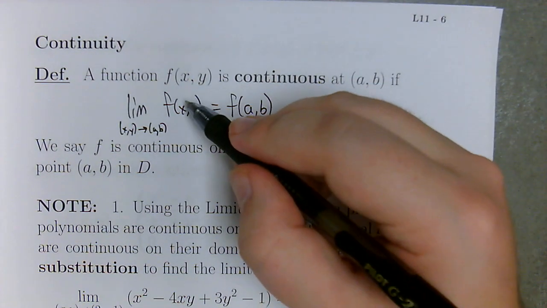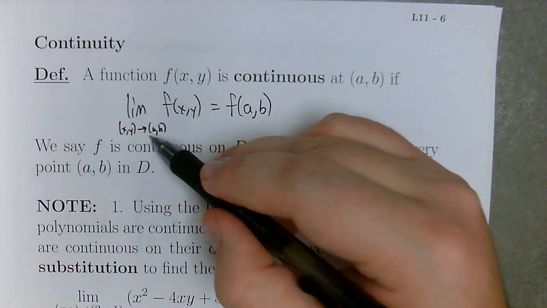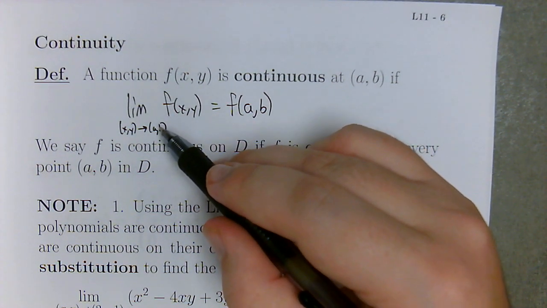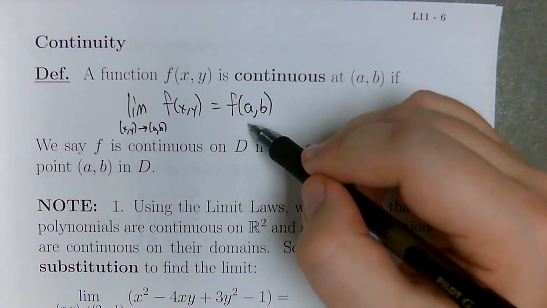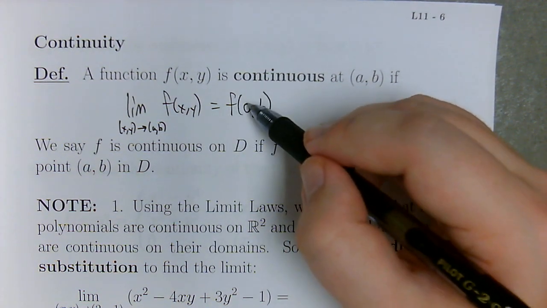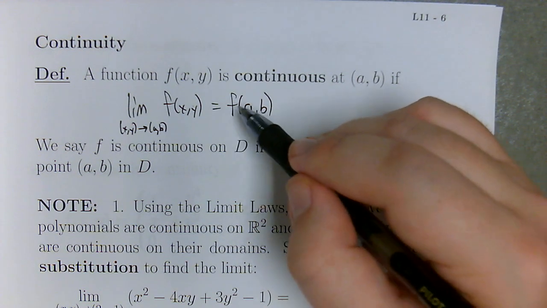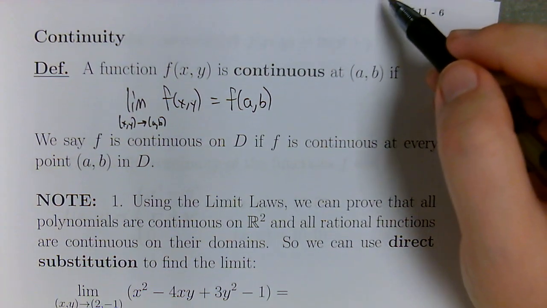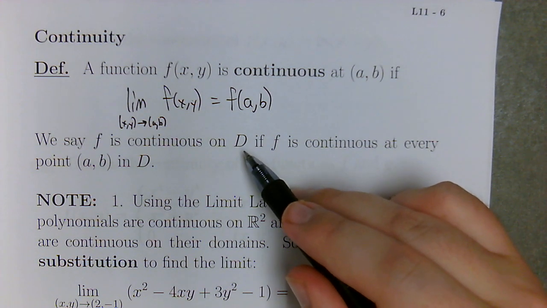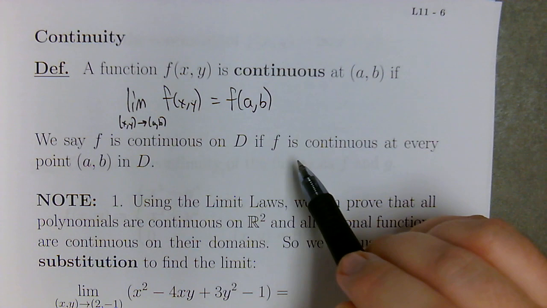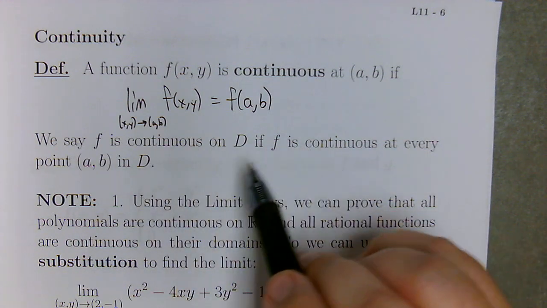And note that this is saying a few things. This is saying that the limit exists and agrees on all paths approaching a, b. It's saying that the function value exists right here, and it's saying that the limit and the function value are the same. They're going to be equal here. All right, and then if we have some kind of domain D, which includes a lot of different x and y values, we say f is continuous on D if we're continuous at every point.